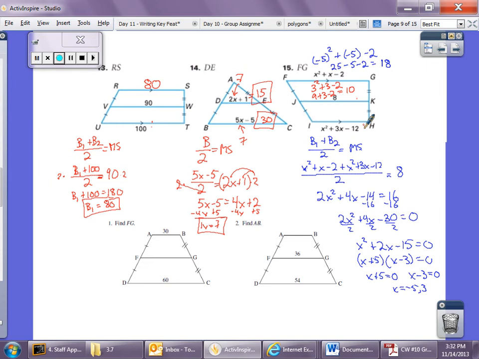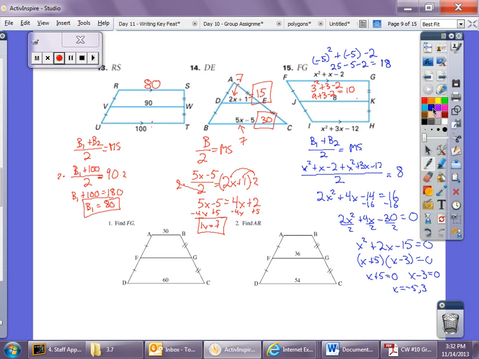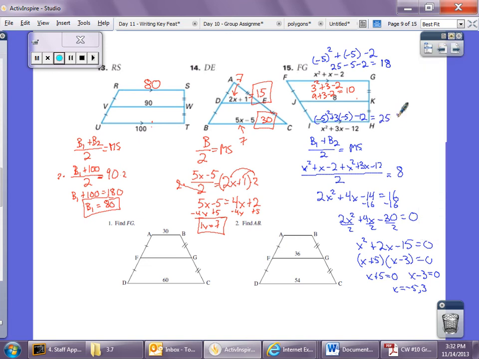If we try to figure out what IH is, once again we plug in negative 5. So negative 5 squared plus 3 times negative 5 minus 12. Well, this is going to give me 25 minus 15 minus 12. Now look what happens. 25 minus 15 is 10. 10 minus 12 is negative 2. So when I plug in that negative value, I get this side length is negative 2.